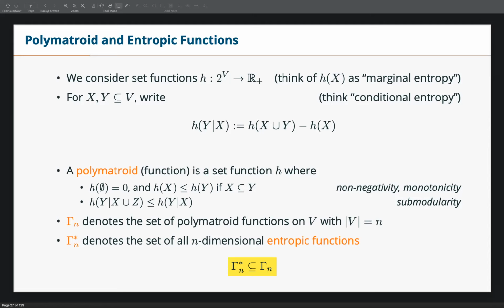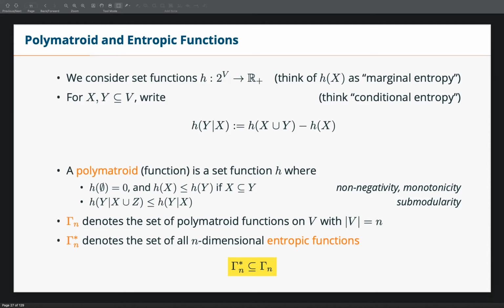Okay, so I just want to emphasize what Dan just said. If you let gamma n denote the set of all polymatroids over n variables, and gamma star n denote the set of all entropic functions also over n variables, then gamma star n is a subset of gamma n, namely that every entropic function is a polymatroid. However, the converse is not true for n of 4 or more. So this is a strict containment for n starting from 4. Every entropic function is a polymatroid, though.